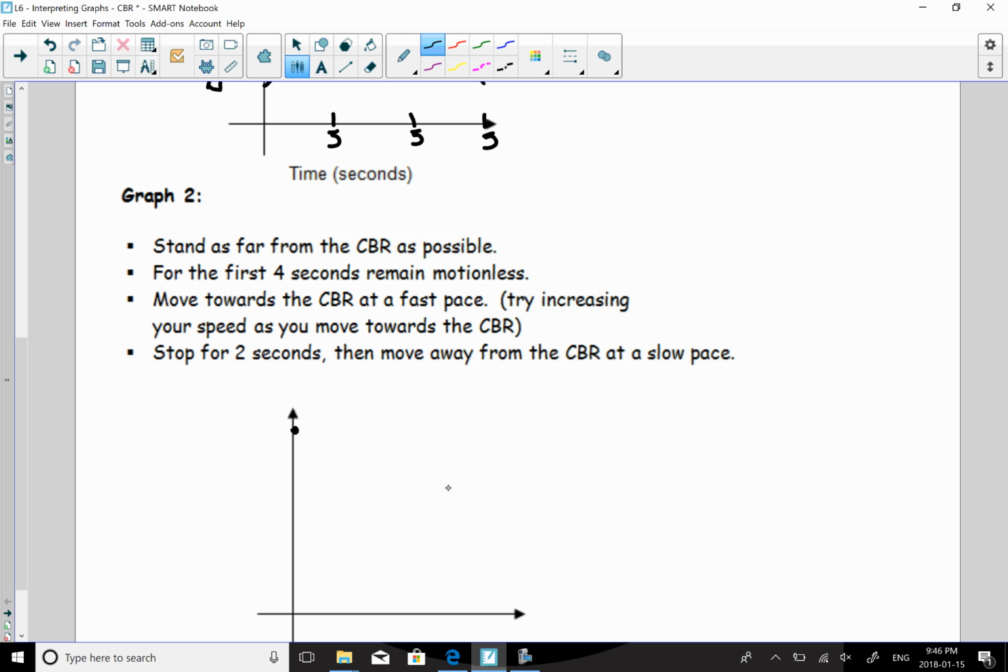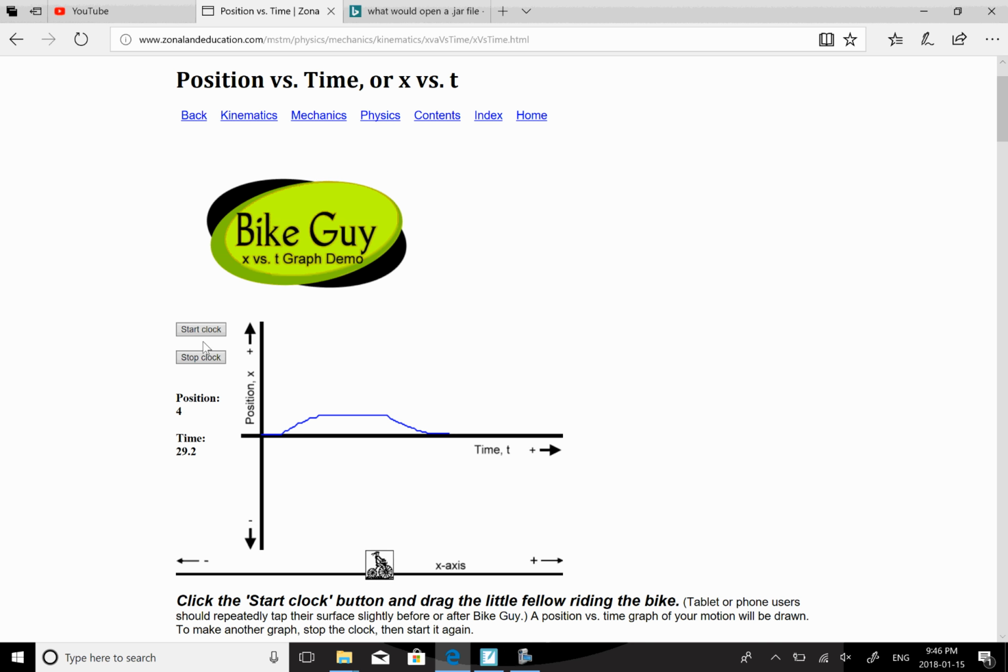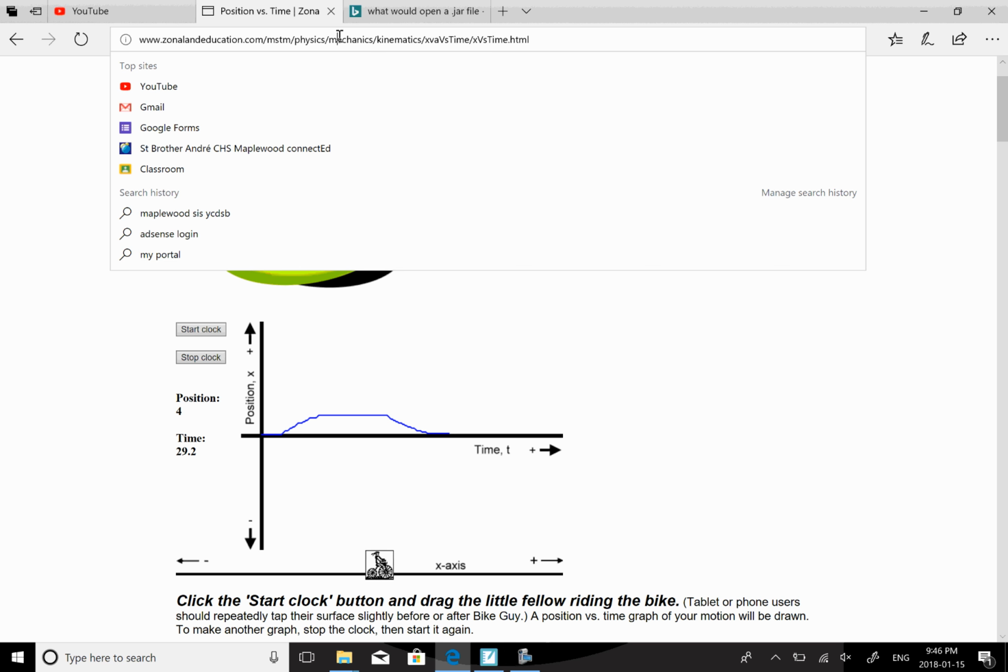And then we're going to try increasing our speed. So we should try going a little faster, faster, faster. Then we're going to stop for 2 seconds, and then we're going to move away at a slow, steady pace. So let's try this. So stop. I reset this. Just refresh.